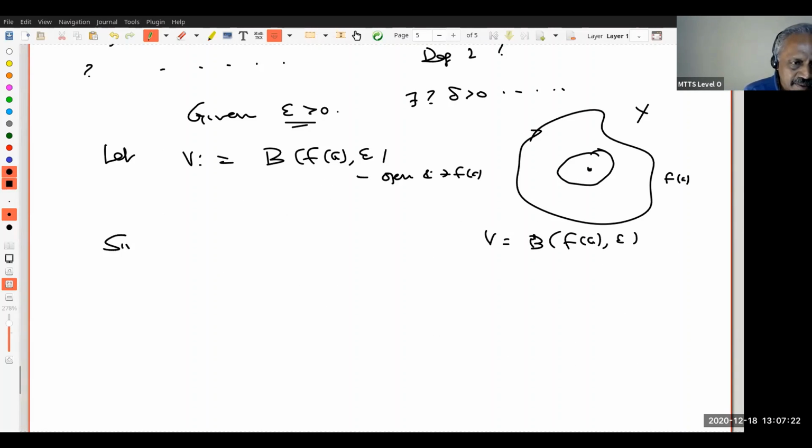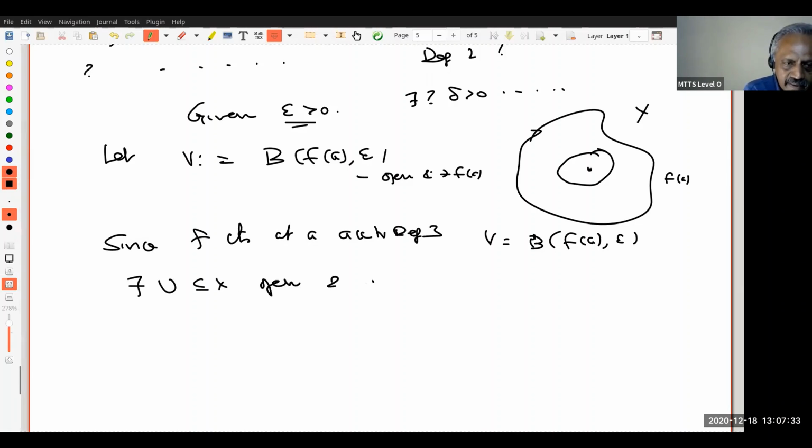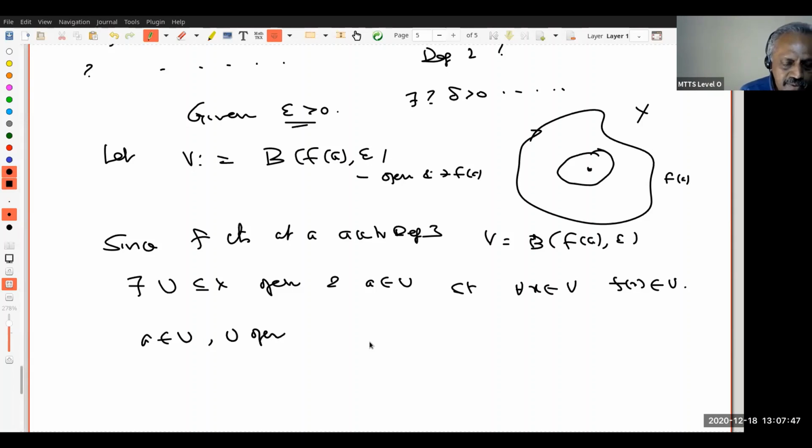Therefore, what do I know? Since f is continuous at a, according to definition 3, there exists U in X which is open and a belongs to U, so that for all x in U, f(x) belongs to V. This is our hypothesis. Now a belongs to U and U is open. So what do I know? I know that there is a delta positive. Usually I will write it as r, but in this case, since I am working with epsilon-delta, I am writing delta, so that B(a, delta) is contained in U.